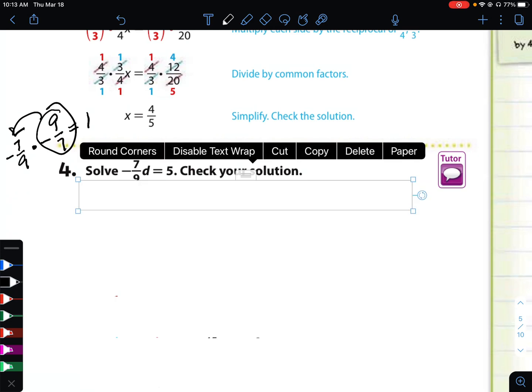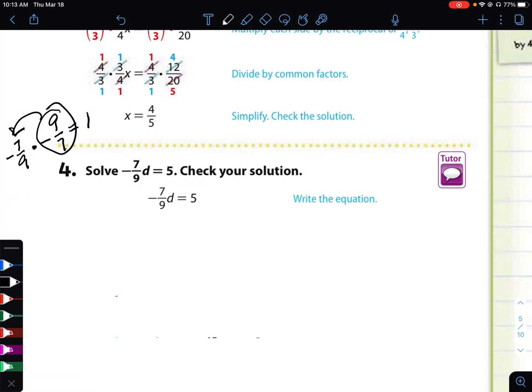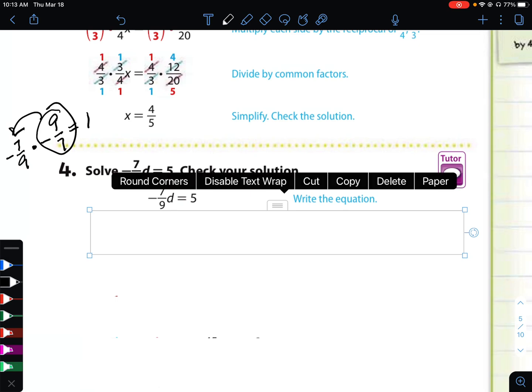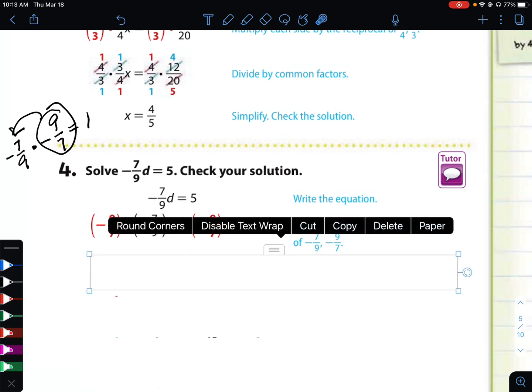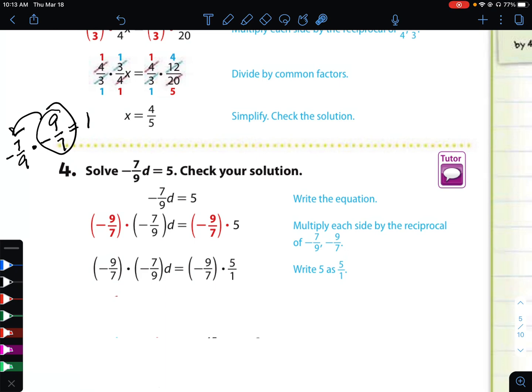So first, copy the problem down: negative 7 over 9 d equals 5. Then multiply both sides by its reciprocal, which is negative 9 over 7. This one goes away, if you notice. So you have a negative times a negative, and we simply write 5 as 5 over 1. You don't have to, but you can, so that you can see how multiplication works in fractions.